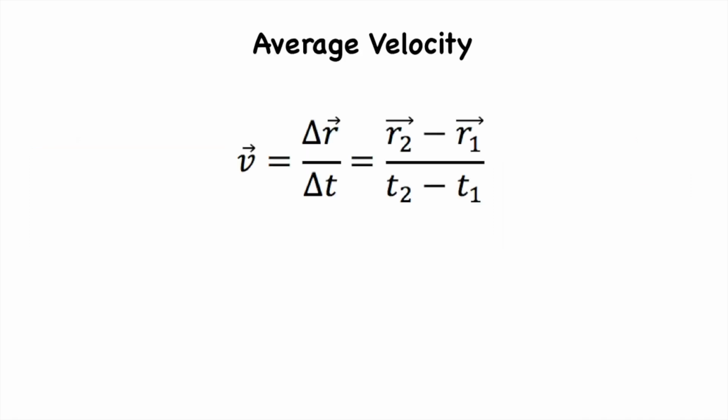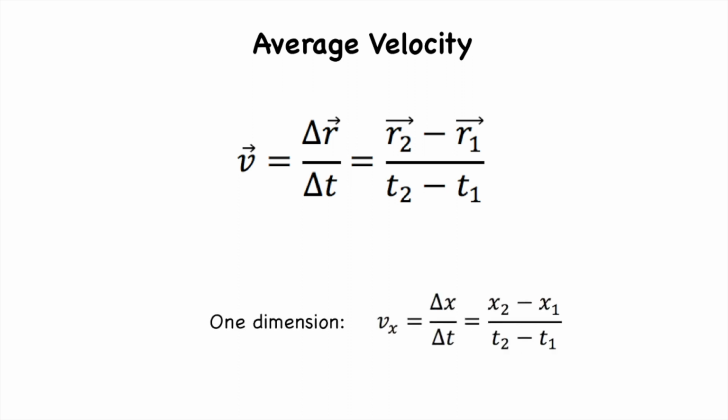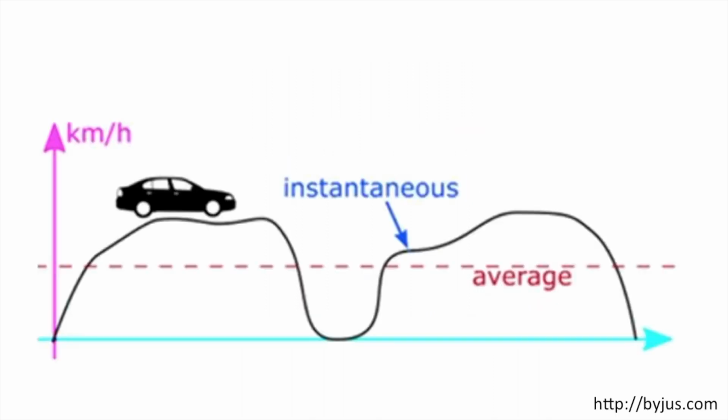We can compute the average velocity of an object for a given displacement as the position increment divided by the time increment. In one dimension, we can express it like this. However, the velocity of the object at a given instant may be very different from this average velocity. See this graph, for example. The curve shows the velocity of the car versus time. The dashed line shows the average velocity. As you can see, the car's velocity is sometimes higher and sometimes lower than this average value.